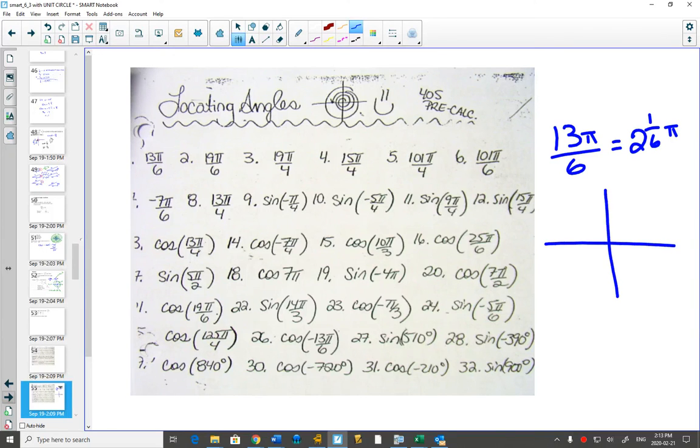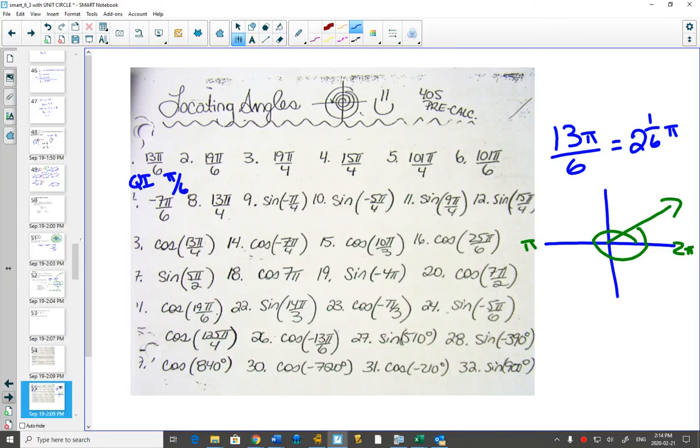If we think of our unit circle, this would be pi, this would be 2 pi, so a sixth more is going to end in quadrant 1. So for this one, assignment 1, you'd say this is in quadrant 1. What's it coterminal with? What's the pi over 6 family in quadrant 1? Obviously, pi over 6.